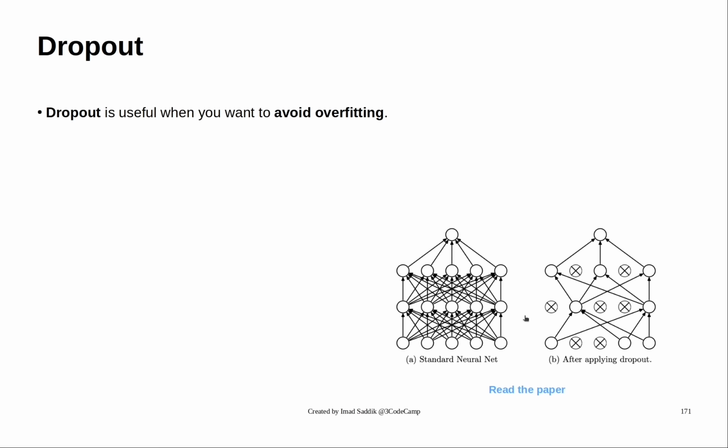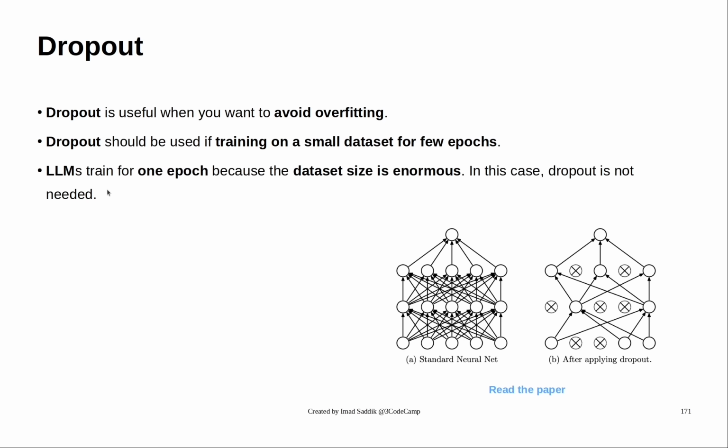And if you want to read more about this, I have made sure to link to the original paper that introduced this idea. You should use dropout if training on a small dataset for a few epochs, because when you start to iterate over the data multiple times, this might lead to overfitting. But if you train on your dataset just once, then you will not have overfitting. LLMs train for one epoch because the dataset size is enormous. In this case, dropout is not needed because the model will not iterate over the data more than once.